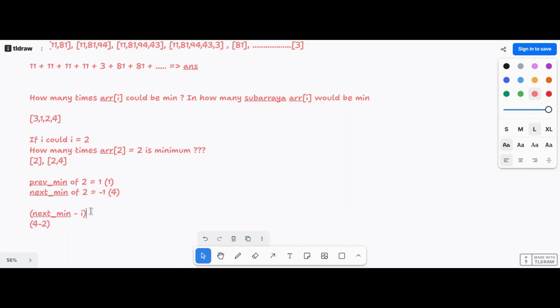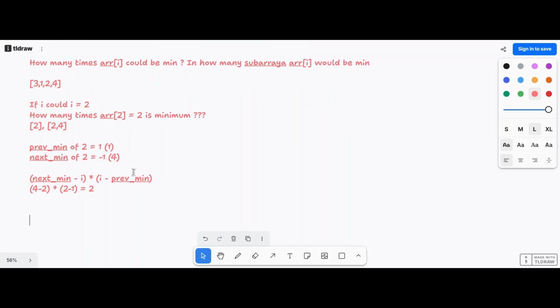And how many times can I make it in the front, which I multiply, which is i minus previous minimum of i. So here i is 2, minus previous minimum, which is 1. So total 2 times 2 subarrays, where 2 is coming as minimum.